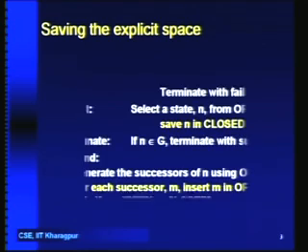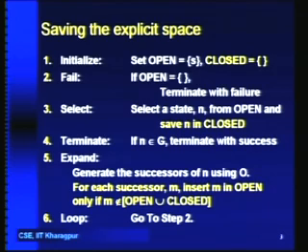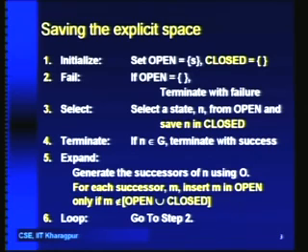This is the extension of the same algorithm, where we will save the explicit state space, and let us see how we do that. This just shows the difference with the previous algorithm. The only changes that I have made are highlighted in yellow. We are now maintaining another list called closed. When we select a state n from open, we save the state in closed.